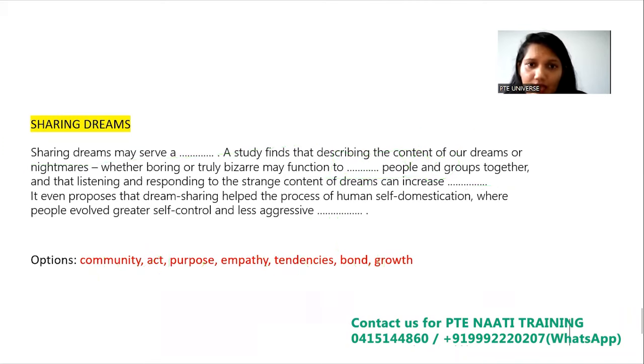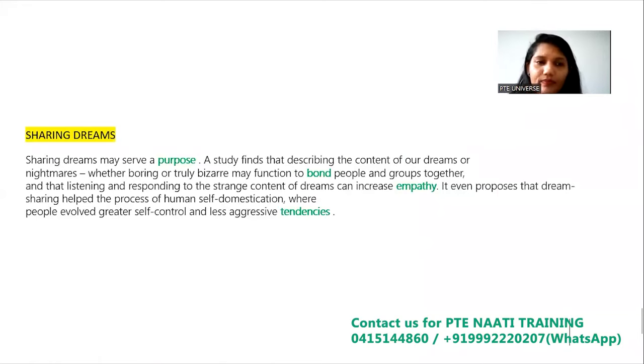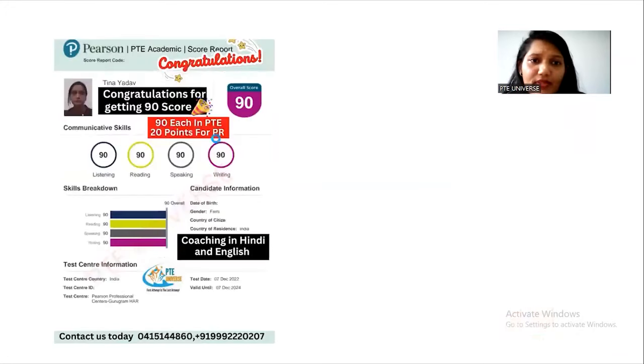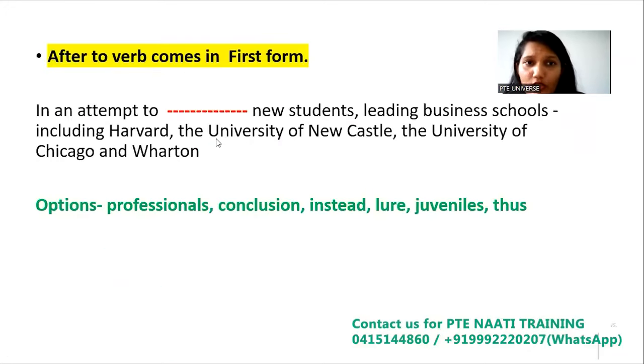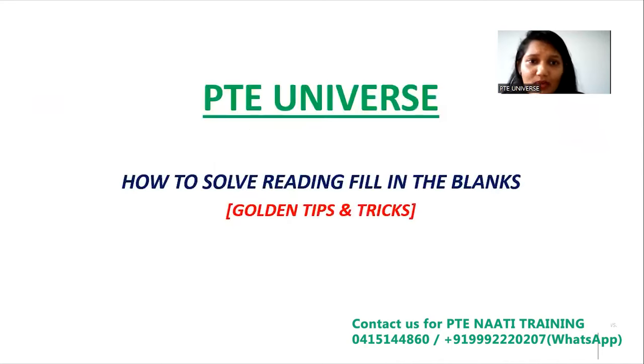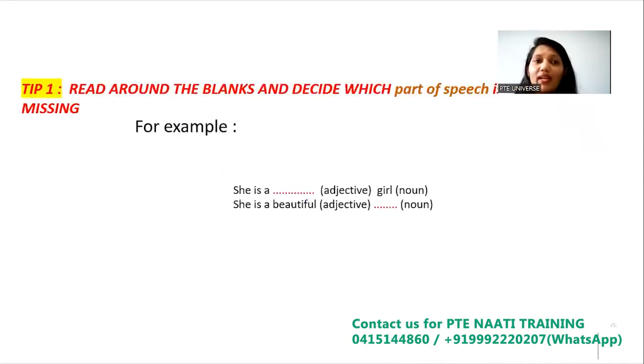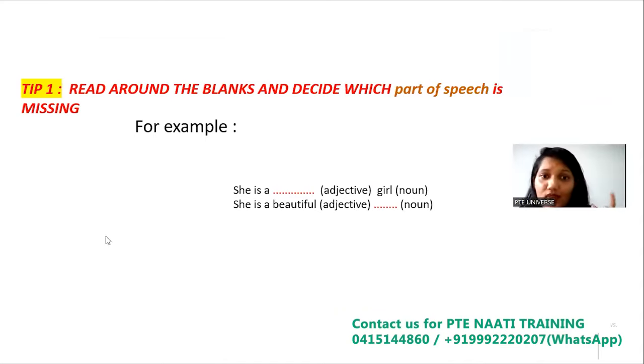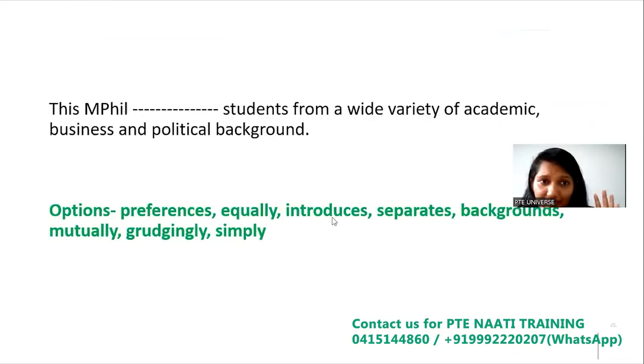See your answers, guys. Check your answers. Again, same way we have done the question: collocation, vocabulary, and grammar. I'm repeating all the tips and tricks quickly before I end the session. I'll quickly sum up the session. First, tip number 1, guys: read around the blank and decide which part of speech is missing. There's no need to read the passage again and again. You just need to see the blank positioning and understand the context.